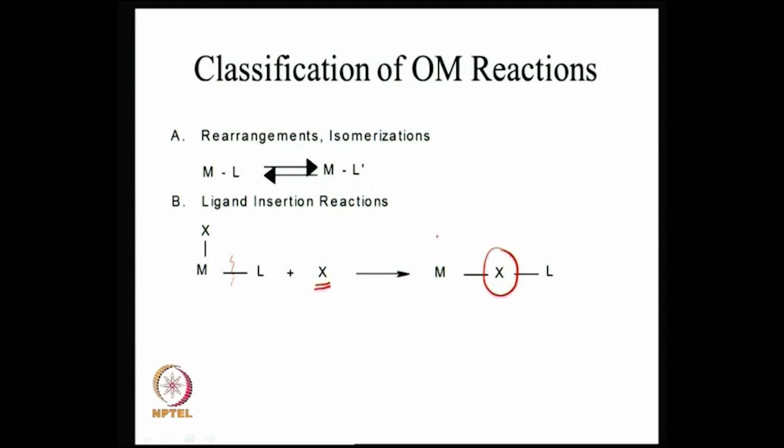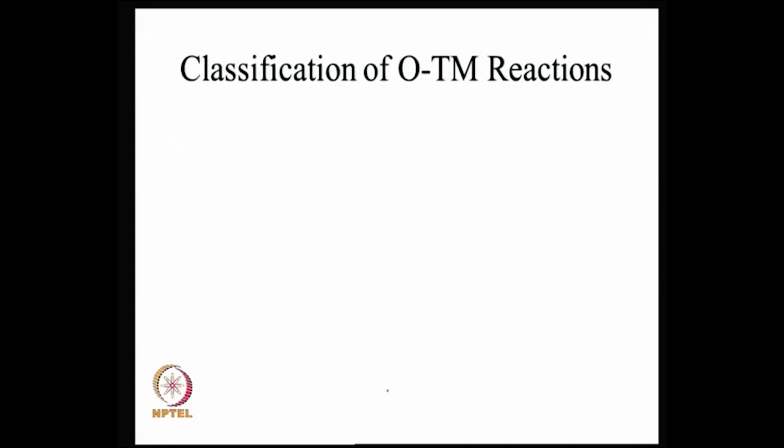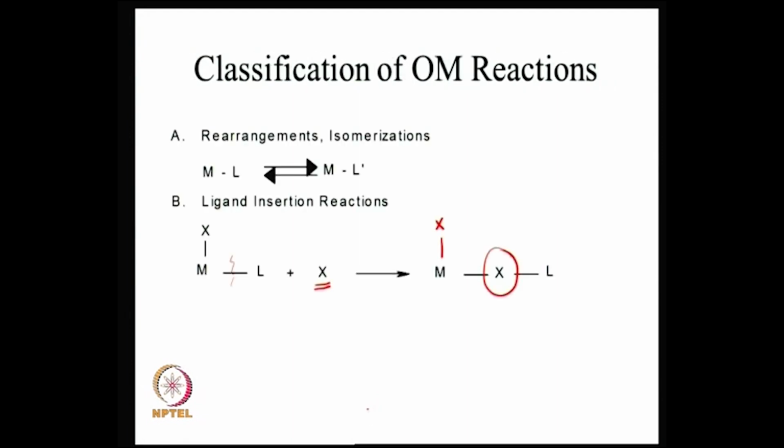So, we have the same X group here, which is present in this particular place. So, MX is left unchanged, and you have this transformation of ML to an MXL. Now, these reactions are very often possible in both main group chemistry and transition metal chemistry. So, I would write it as main groups and transition metal chemistry. Both main group and transition metals are capable of carrying out these reactions.